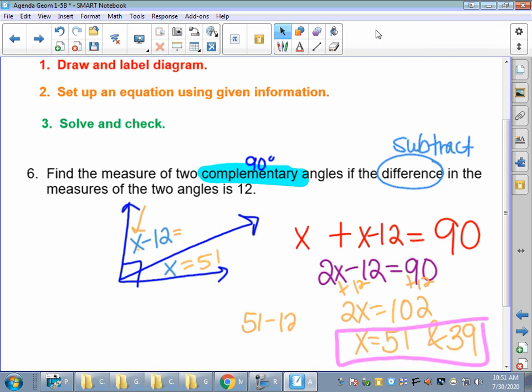So we drew and labeled, we set up the equation, and then we solve and check. Because we knew what complementary was, we knew what the drawing looked like, we also knew what the equation looked like. We knew that keyword difference means subtract. We've got ourselves an equation. Let's do number 7.